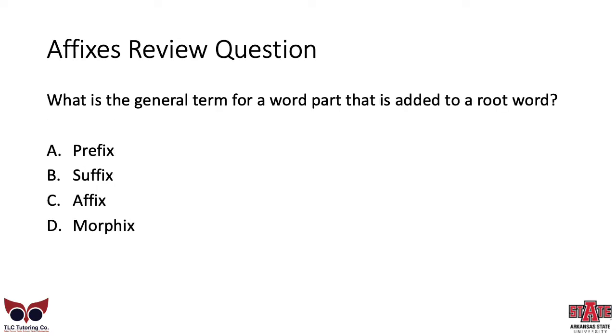What is the general term for a word that is added to a root word? A, prefix, B, suffix, C, affix, or D, morphix? The correct answer is C. The general term for a word part that is added to a root word is an affix. Remember, prefixes are added to the beginning, suffixes are added to the end, and affix is the general category for word parts that are added to root words.